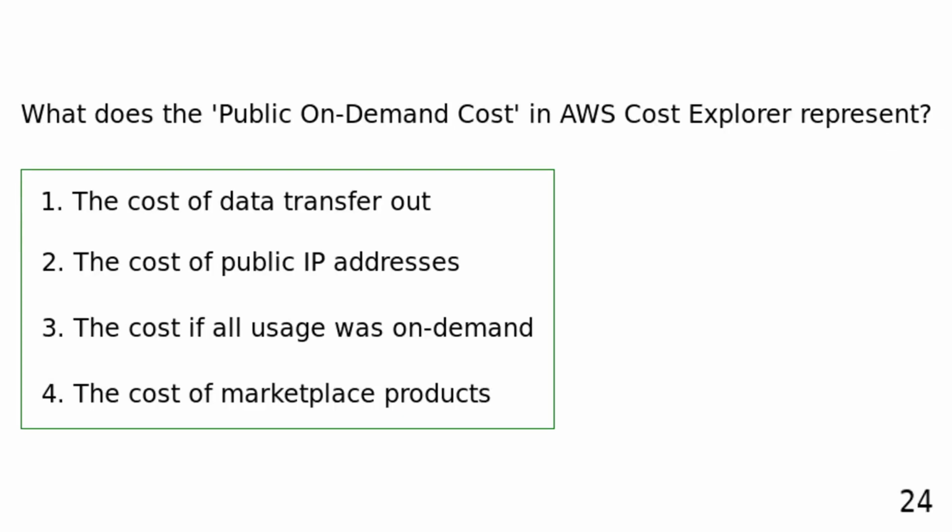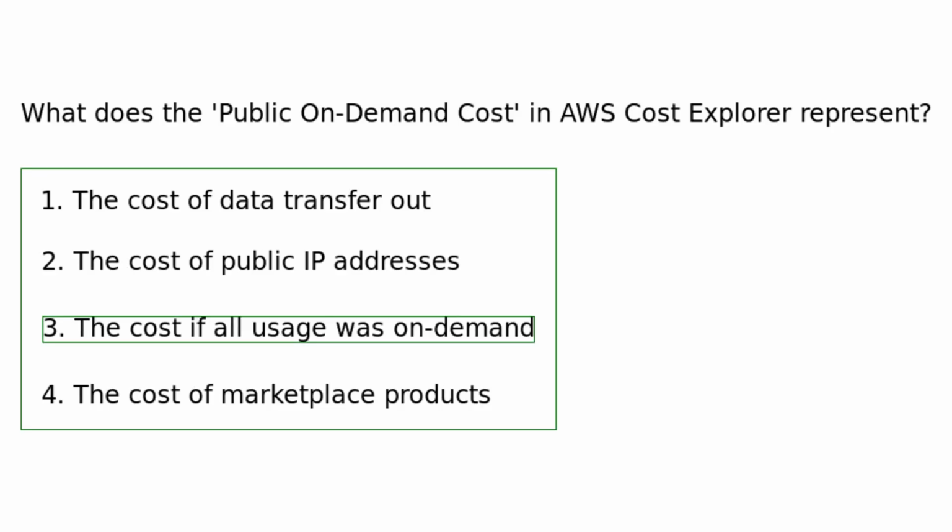What does the public on-demand cost in AWS Cost Explorer represent? The cost of data transfer out. The cost of public IP addresses. The cost if all usage was on demand. The cost of marketplace products. Public on-demand cost in AWS Cost Explorer shows what you would have paid if all your usage was billed at public on-demand rates, highlighting potential savings.